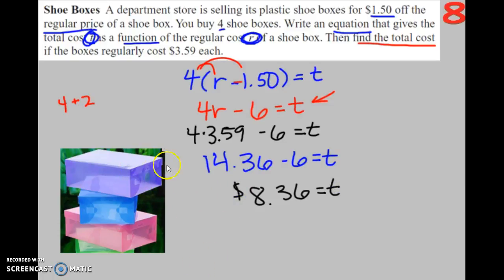Not the shoes, just the boxes, which seems a little ridiculous to me because it's just cardboard.